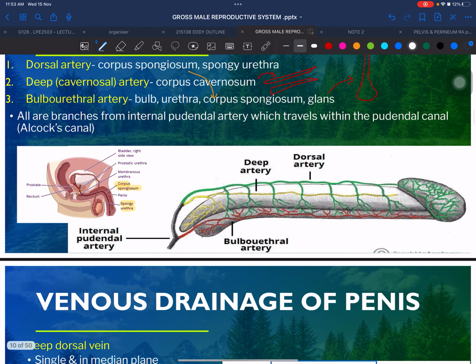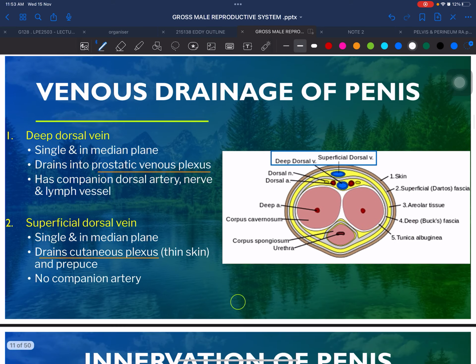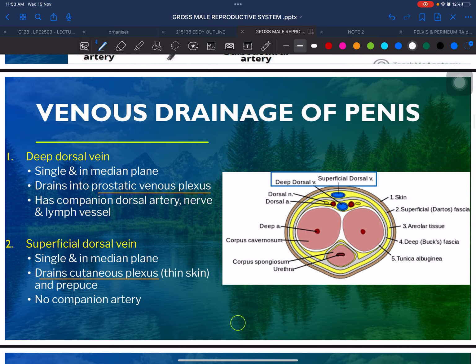Venous drainage of the penis, deep dorsal vein. Here, this is the deep dorsal vein. It is single and in the median plane, drains into the prostatic venous plexus, and has a companion dorsal artery and nerve and also vessels. The superficial dorsal vein is single in the median plane as well, has no companion artery or nerve, and drains into the superficial external pudendal vein, from the skin and prepuce area. Okay, so two veins: the deep dorsal vein and the superficial dorsal vein.